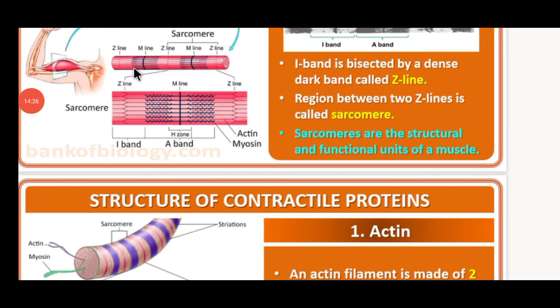So that is all about the structure of striated muscle or our skeletal muscles. In my next video, we will study the structure of contractile proteins, that means actin and myosin. We now know that actin and myosin are present in the myofibril. Before studying more about them, we should know what they are made up of and how they look. We will study this in my next video.